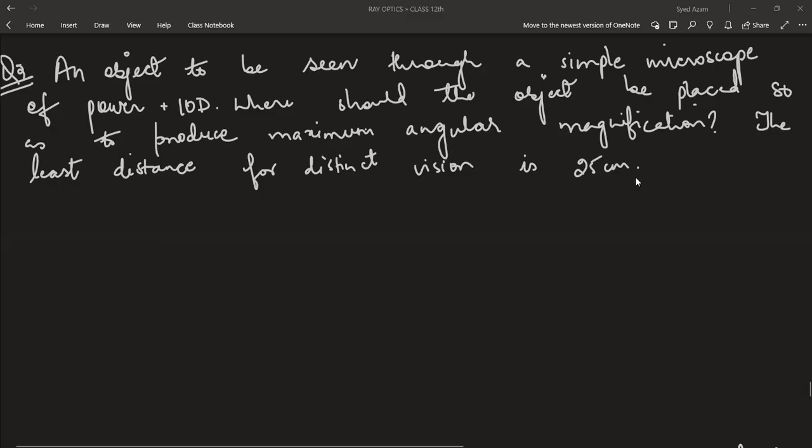Okay, this says that an object is to be seen through a simple microscope of power 10 diopters, where should the object be placed so as to produce maximum angular magnification? Least distance of distinct vision, you already know it is 25 centimeters. So power is given, maximum angular magnification is asked for, the least distance of distinct vision. And you know which type of device is this? This is the simple microscope. So this is similar to the previous question.